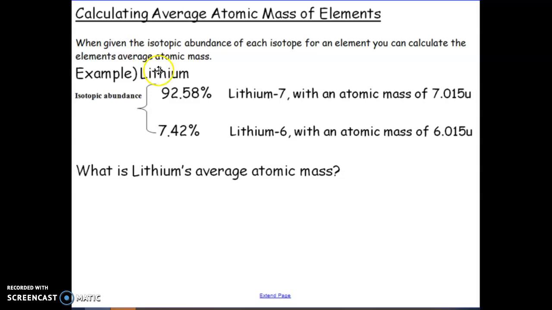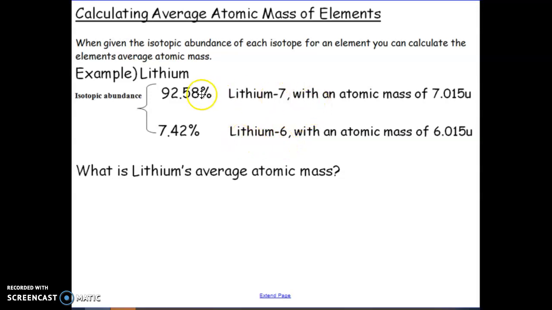So let's look at an example with lithium. Lithium has 2 isotopes: lithium 7 and lithium 6. Lithium 7, if you look at the percentage, is 92.58%. So that means if you were to take 100 atoms of lithium, approximately 93 of them would be this mass. Of course, because there are only 2 isotopes, the remainder is going to be lithium 6.